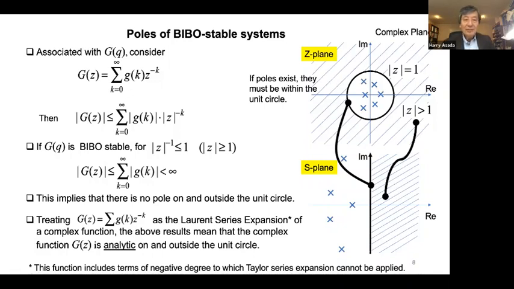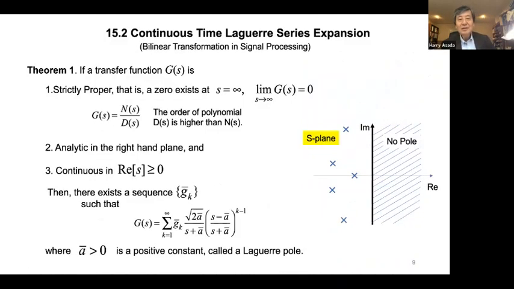So is that okay? If you have any questions, you can just raise a hand or tell me directly. Okay. Perhaps you are okay. So now, the continuous time Laguerre series expansion. Okay, so we use these mathematical tools to develop a method that can actually reduce the dimensions of the FIR systems.